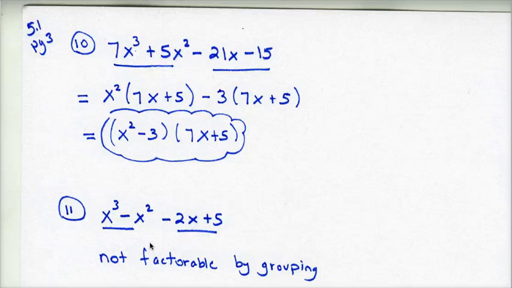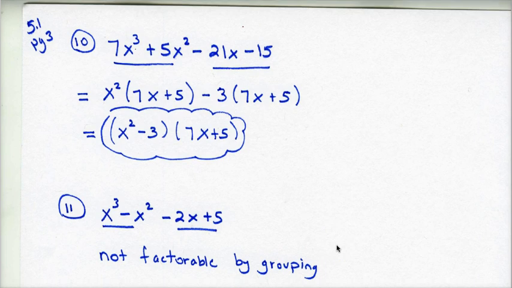So not everything is going to factor, just like the number 3 doesn't factor. It's just 1 times 3. So that happens with some polynomials. So not every polynomial is going to be factorable, and this is called a prime polynomial. So we just say not factorable by grouping. So just be aware, not everything is going to be factorable by grouping and so forth.